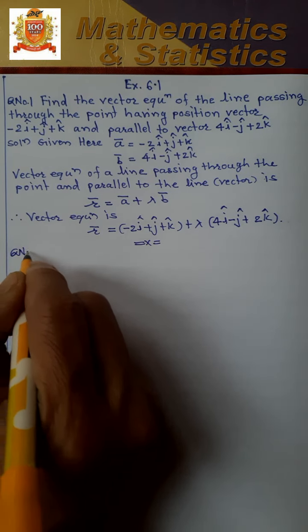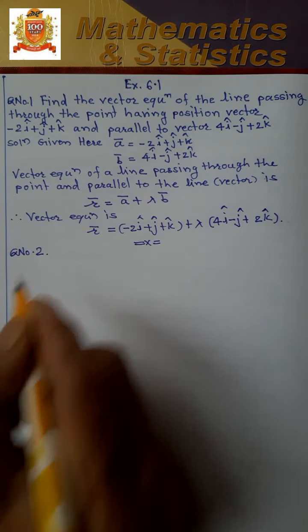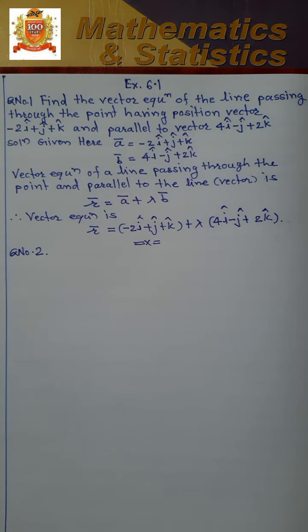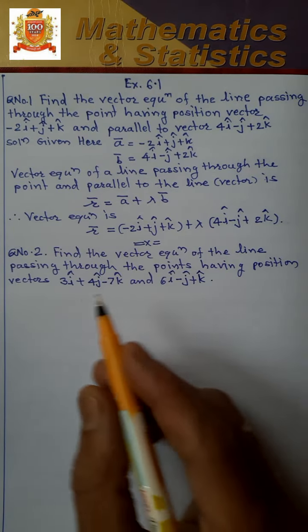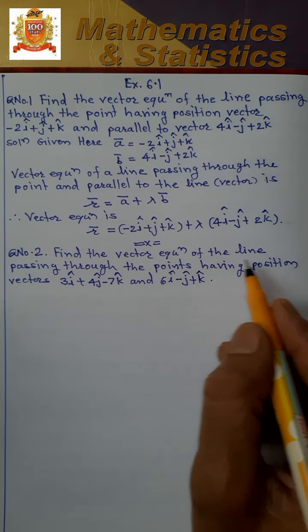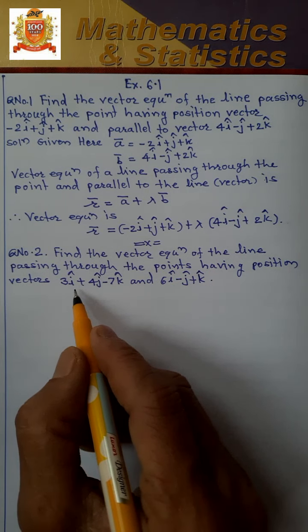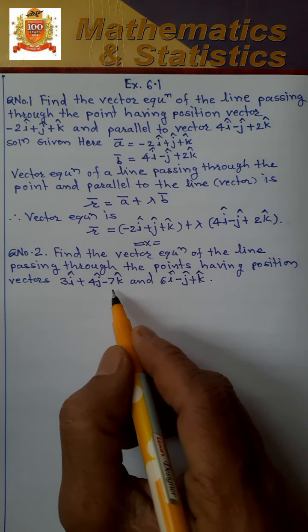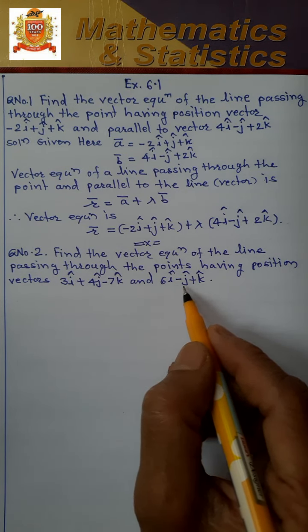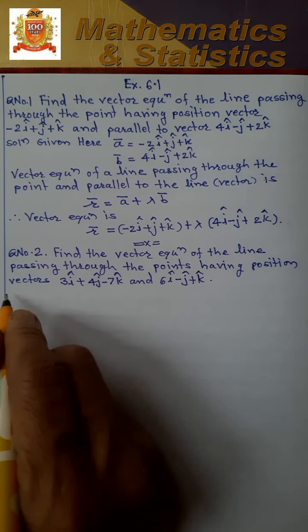Question number 2. Let us see the second question. Find the vector equation of a line passing through the points having position vectors 3i plus 4j minus 7k and 6i minus j plus k. Solution.